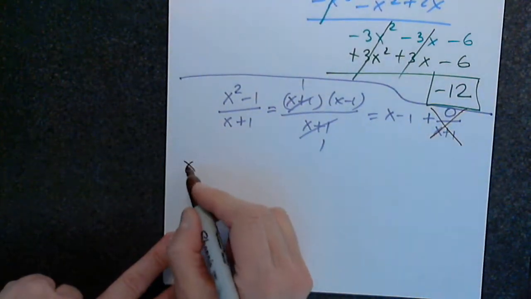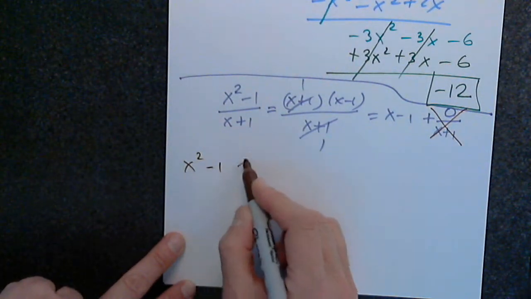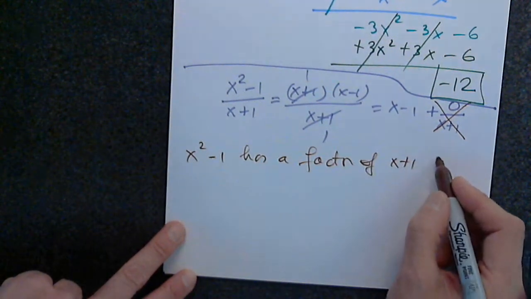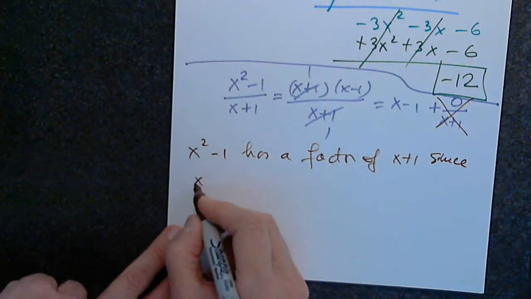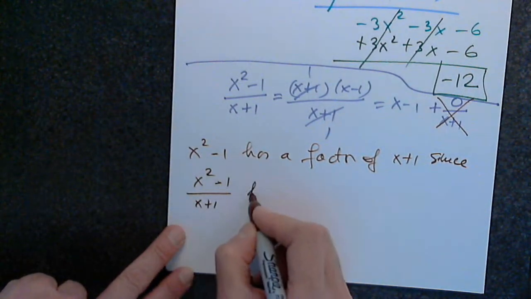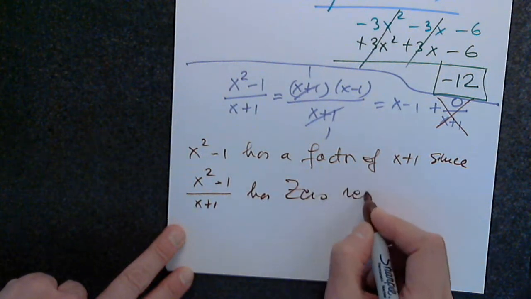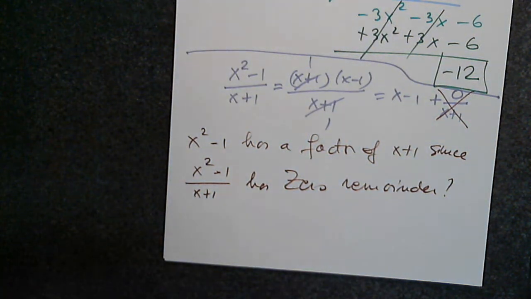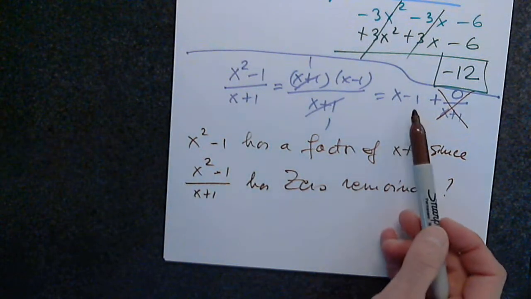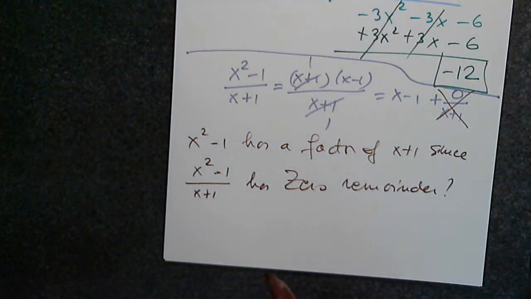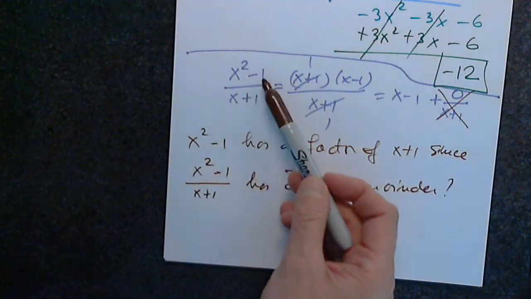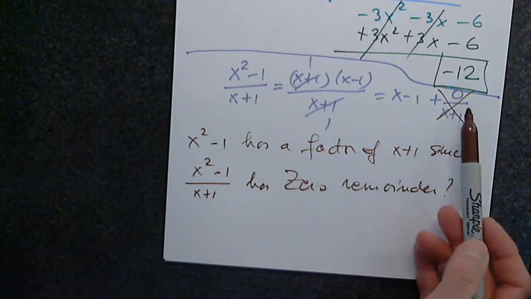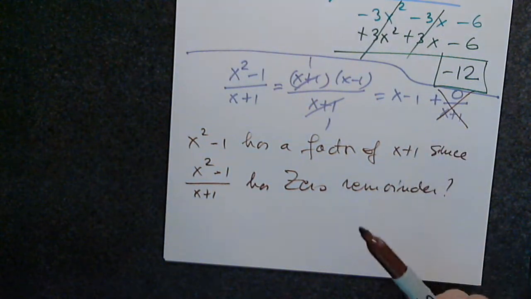So can I say that x squared minus 1 has a factor of x plus 1 since x squared minus 1 over x plus 1 has 0 remainder? Can I say that? So I divided x squared minus 1 by x plus 1, and I got x minus 1 with no remainder. Then can I conclude that x squared minus 1 has a factor of x plus 1? Because when I divided by it, I got 0 remainder? Yeah. Can we say that?